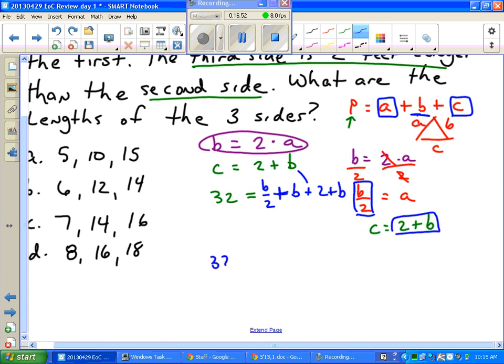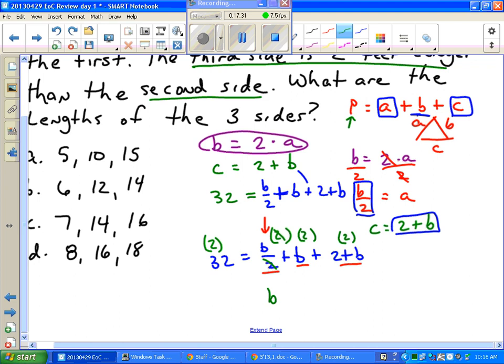So 32, that's our perimeter, equals A's value, B divided by 2, plus B's value, plus C's value, 2 plus B. All we did right here was substitute in values for A, B, and C. We went from having 3 variables, A, B, and C, to now we only have B. If we want to cancel out divide by 2, multiply by 2. That'll cancel this out and just leave you with B. But you can't just multiply one thing by 2. You have to multiply every term in the equation by 2.